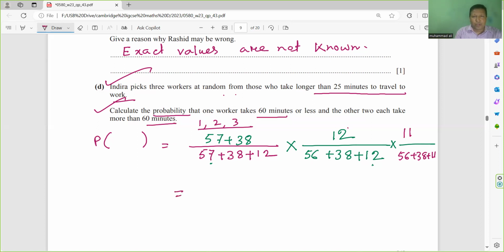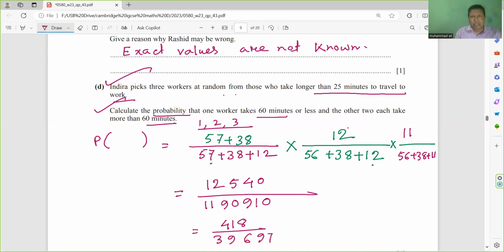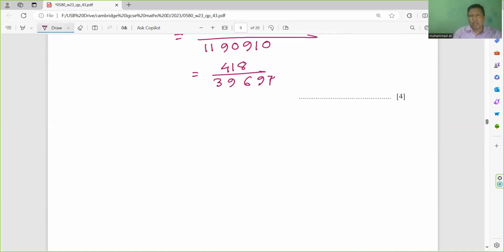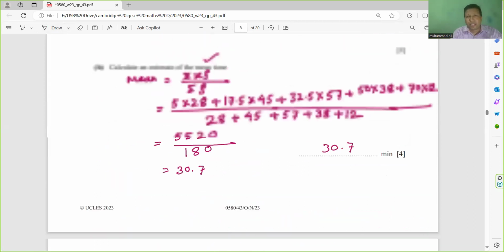So now if we calculate, we'll get 12,540 and on the below side 11,90910. So finally we get 418 by 39,697. So this is the probability. So we have to write over there 418 divided by 39,697. So I think everybody understands this maths.